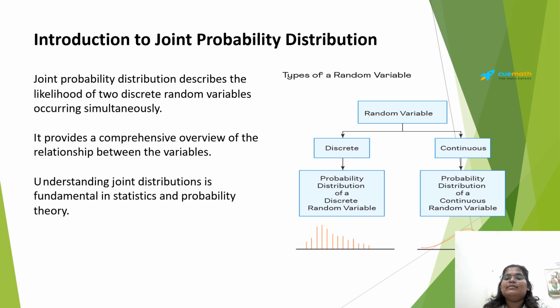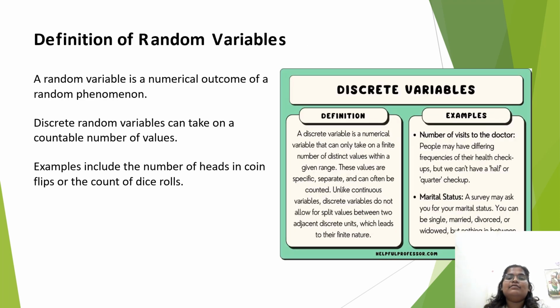Types of random variables. Here random variables are of two types: discrete and continuous. In discrete, probability distribution of a discrete random variable, and in continuous, probability distribution of a continuous random variable. Definition of a random variable: a random variable is a numerical outcome of a random phenomenon. Discrete random variables can take on a countable number of values. Examples include the number of heads in coin flips or the count of dice rolls.